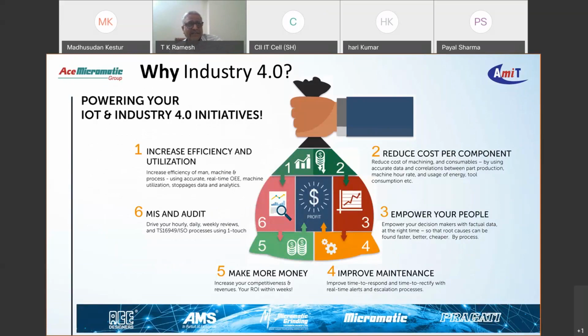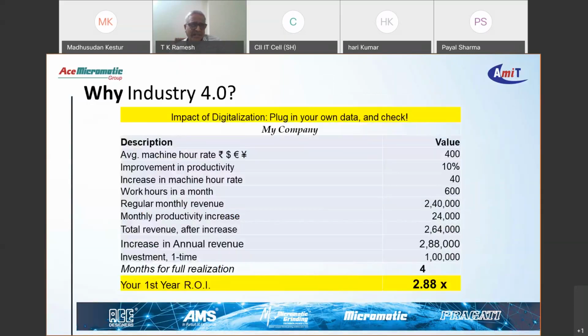From making money, ultimately, which is the bottom line of industry, this comes from increasing effectiveness, which is efficiency and utilization, and reducing cost for every component that is made. Third, the people who are making these components need to do it with a sense of empowerment, and empowerment comes from data. The machines that are running need to be maintained, and we need to move from breakdown maintenance to preventive maintenance. If we do all of this, we really look at eliminating waste and making more money, and this never ends.